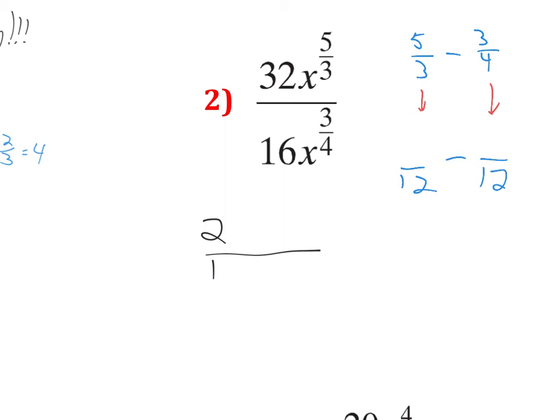So in order to do that, I'd need to multiply that first fraction top and bottom by 4. So that would be 20/12. The second one, I'd multiply top and bottom by 3, so I want that common denominator of 12. That would be 9/12. Subtract those, and we get 11/12. And it's positive, so it's going to go in the numerator. X to the 11/12 power.